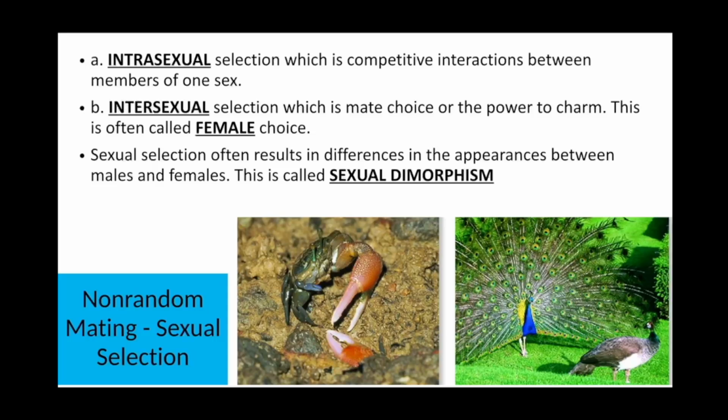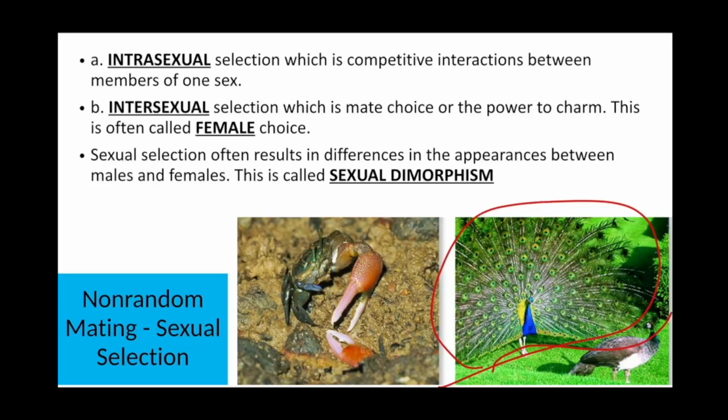Intersexual selection, which we say is mate choice or female choice. So this would be competition or interactions between the sexes rather than within one sex. So, for example, a peacock showing its feathers and trying to attract a mate, larger and larger horns of certain cattle to try to attract a mate, things of that sort.